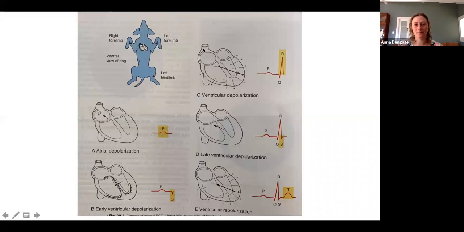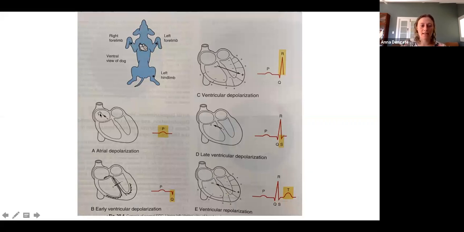The reason I just wanted to put the arrows in is, if you think lead 1 goes right forelimb to left forelimb, it goes straight across like this. Lead 2, right forelimb to left hind limb, so along the axis of that septum. And lead 3 goes left forelimb down to left hind limb.